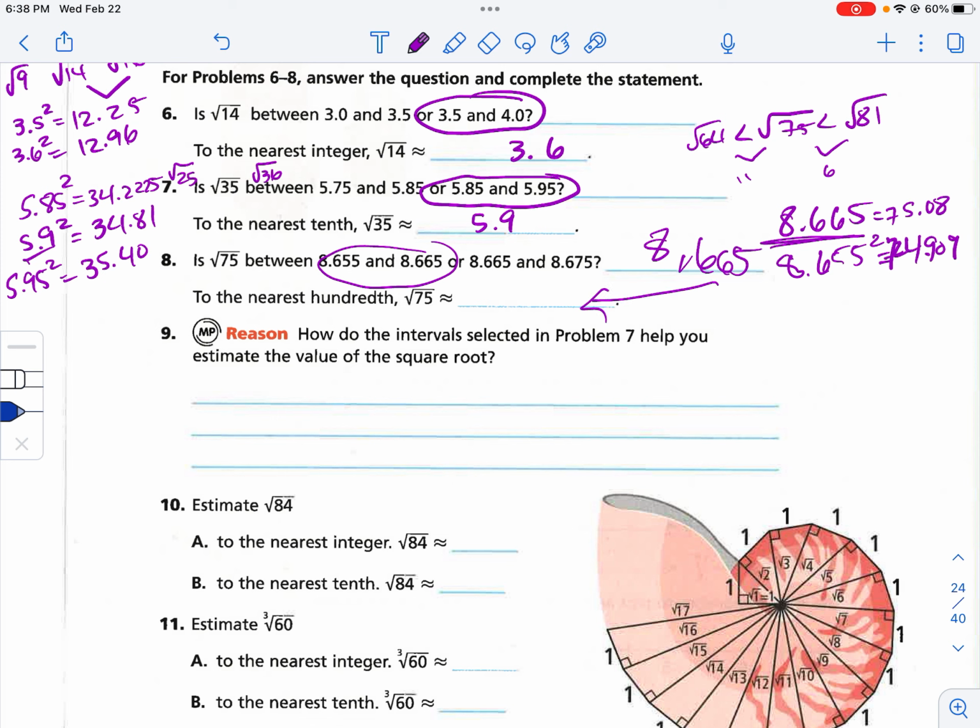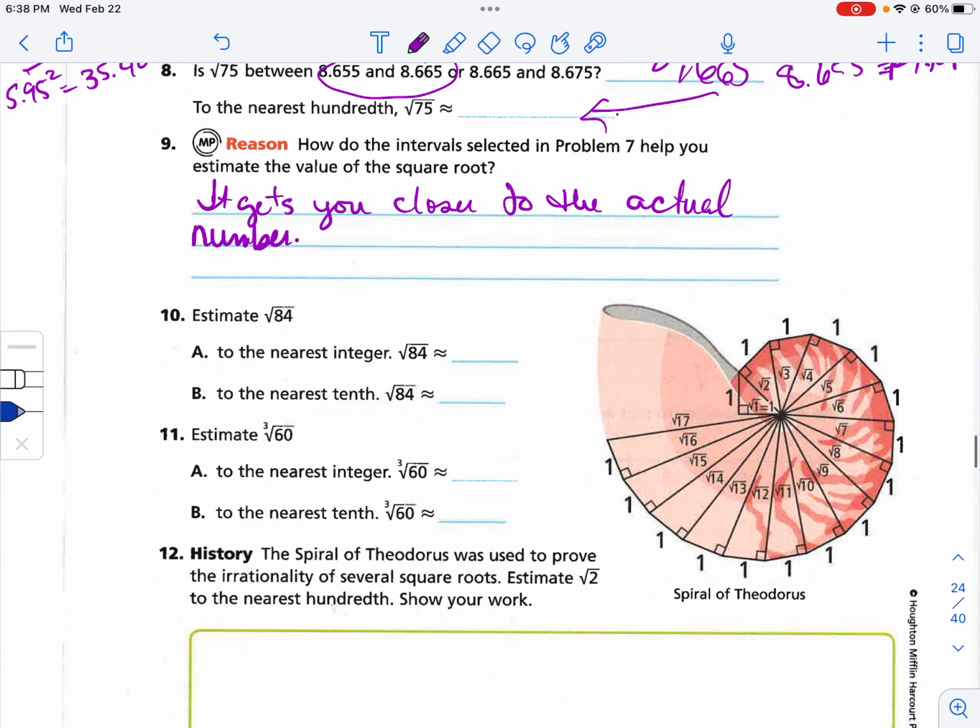How do the intervals selected in problem 7 help you to estimate the values of the square root? Get you closer to the actual number. To the nearest integer, to the nearest tenth.